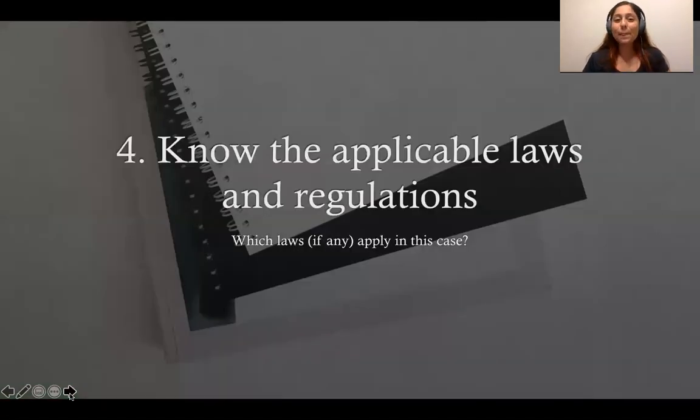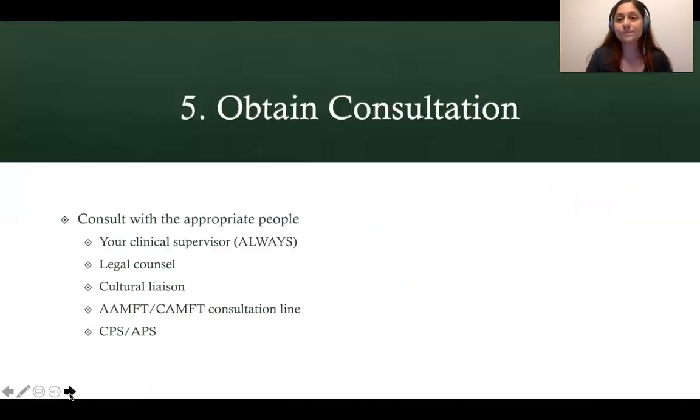All right, step 4, know the applicable laws and regulations. Which laws, if any, apply to the case? I mentioned at the beginning, there's no laws about this one, so we can bypass step 4. Step 5, obtain consultation. Consultation is super important. It can help you to uncover ideas that you haven't considered and help you to gain objectivity. Okay, having another set of eyes is going to help you to think about different ideas, different solutions, and help you to remain objective even when you potentially really want that $50 gift card.